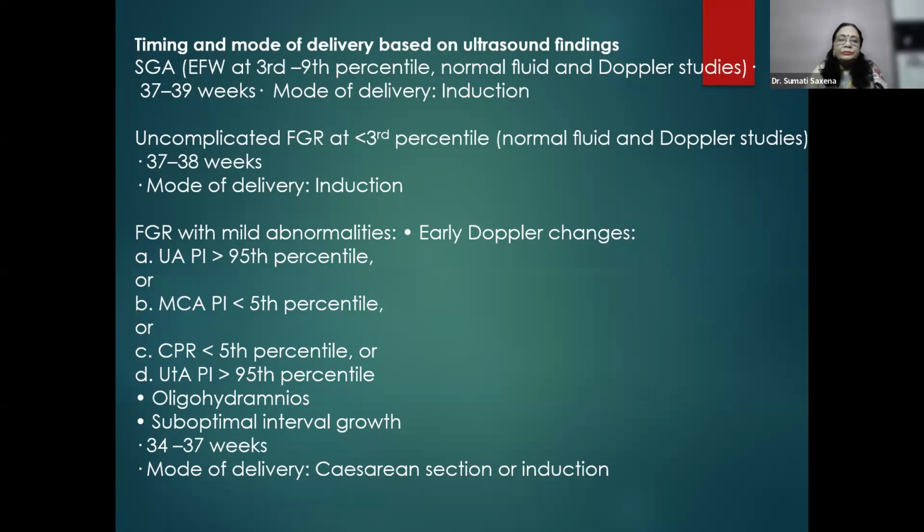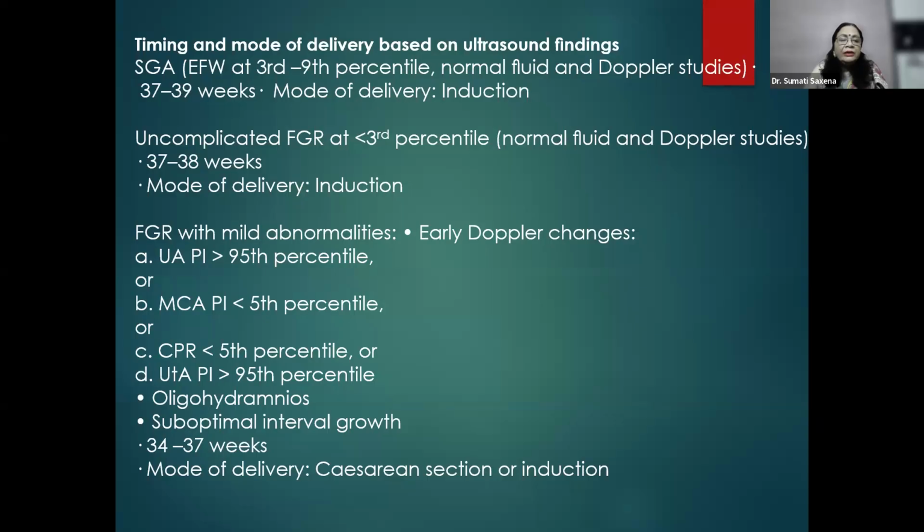of labor, if there is no other indication of cesarean. In uncomplicated FGR at less than third centile, if fluid is normal and Doppler studies are normal, even then you can continue up to 37 to 38 weeks, and the mode of delivery will be by the induction of labor.